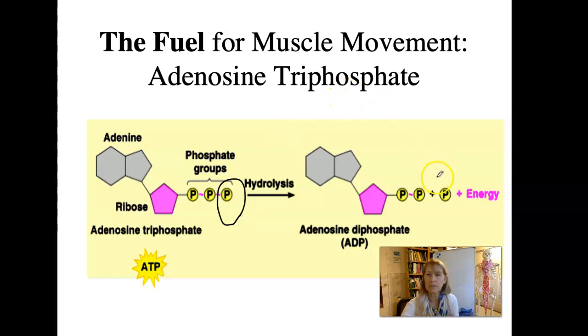Okay, so in this picture here, if you release one of the phosphates, you're going to use energy. And that energy is for the myosin to be able to drag the actin over and over again and make the muscle contract. It needs that phosphate.